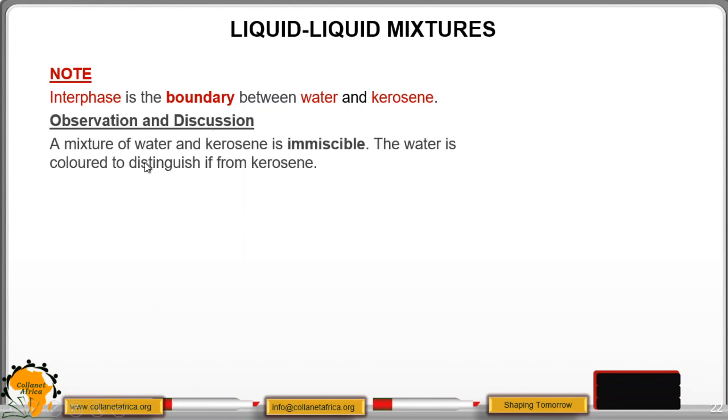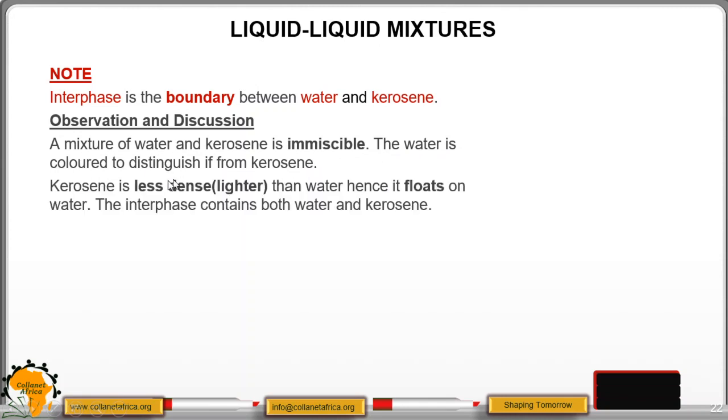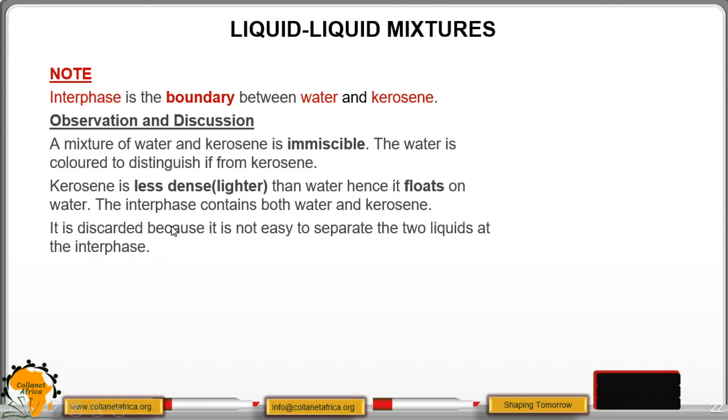Observation and discussion. A mixture of water and kerosene is immiscible. They do not mix. The water is colored to distinguish it from kerosene or paraffin. Kerosene is less dense, that is, it is lighter than water, hence it floats on water. The interface contains both water and kerosene. It is discarded because it is not easy to separate the two liquids at the interface. So this part is discarded.